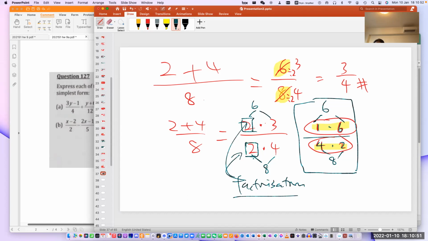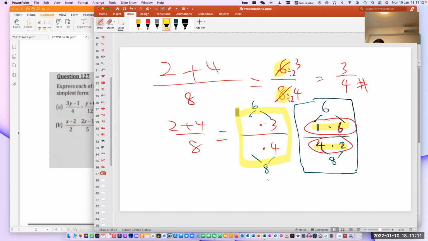Both numerator and denominator, I have a 2. So if I have something common, I make use of the rule, which I can cancel similar terms. Okay, so I will end up with the answer 3 over 4.